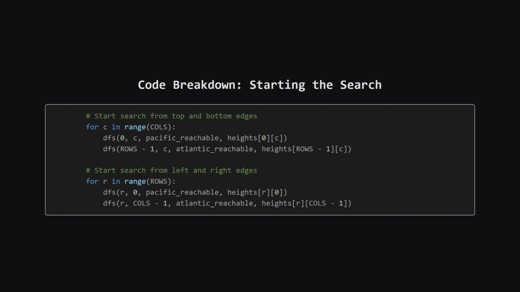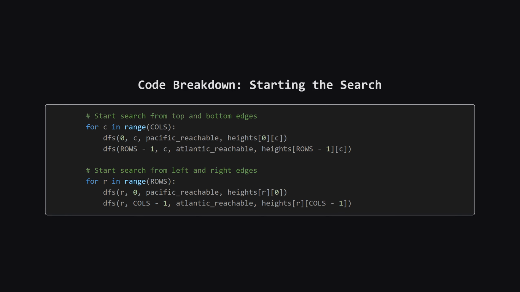Next, we need to kick off our searches from the coastlines. We loop through every column. For each column, we start a depth-first search from the top row, that's the Pacific side, and store the results in our Pacific Reachable set. At the same time, we start a search from the bottom row for the Atlantic.